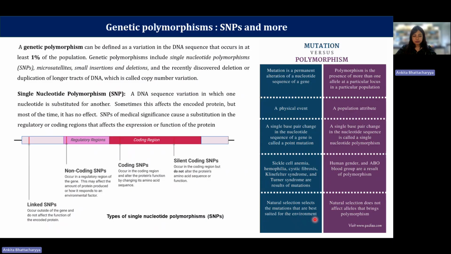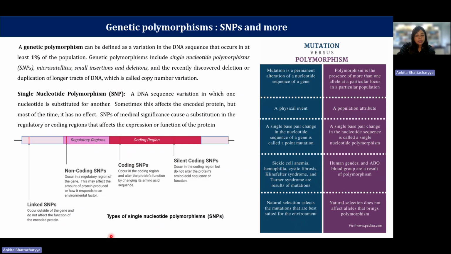Generally speaking, any genetic polymorphism is defined as a change or a variation in the DNA sequence that occurs in at least 1% of the population. That includes SNPs, microsatellites, and small insertion deletions. SNPs are single base pair alterations where one nucleotide is substituted for another. That can sometimes affect the encoded protein, but most of the time it is not really effective.